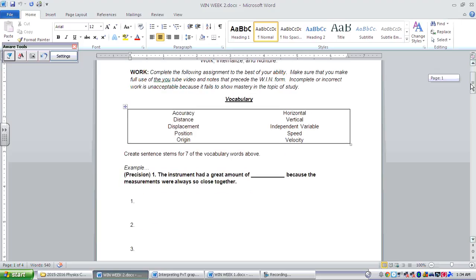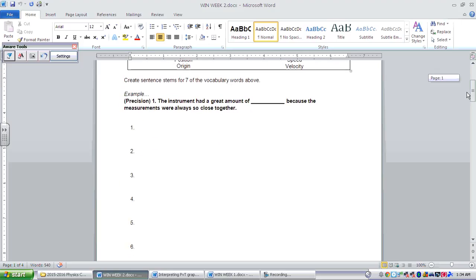You'll notice there still is a vocabulary section, but this week you're going to be creating some sentence stems. You'll see that there's an example here for the word precision. The sentence stem is, the instrument had a great amount of blank because the measurements were always so close together. So you can see it's basically a fill in the blank. You need to create 7 of those using the vocabulary words that have been given to you.